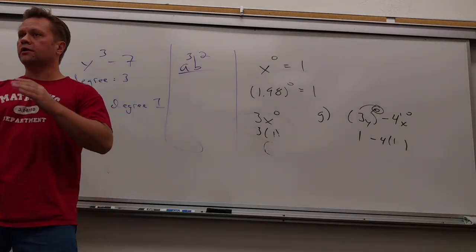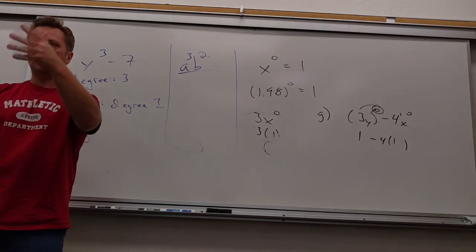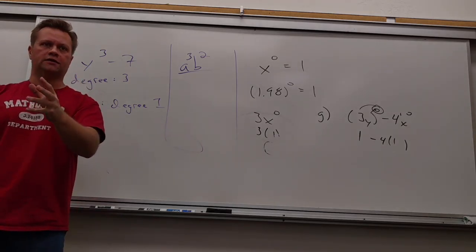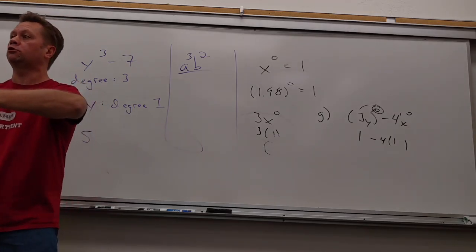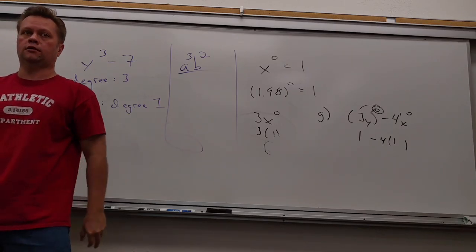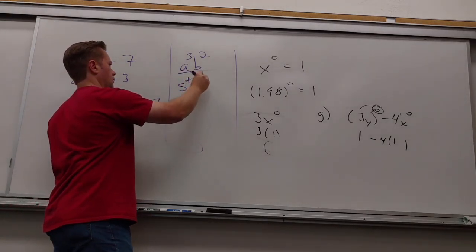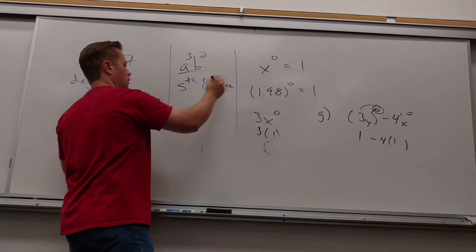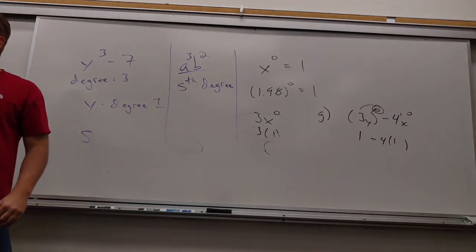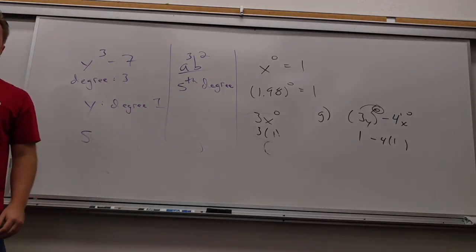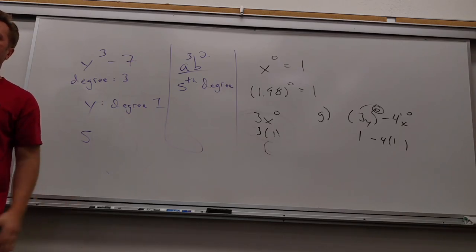Now, there are questions in the homework. They say, how many variables do you see? I see 2. There's an A and there's a B. But how many of each do I see? I see 3 A's, 2 B's. So the degree would be 5. It's a 5th degree. I don't know how to display it better. I'm sorry. It's my failing as a teacher.